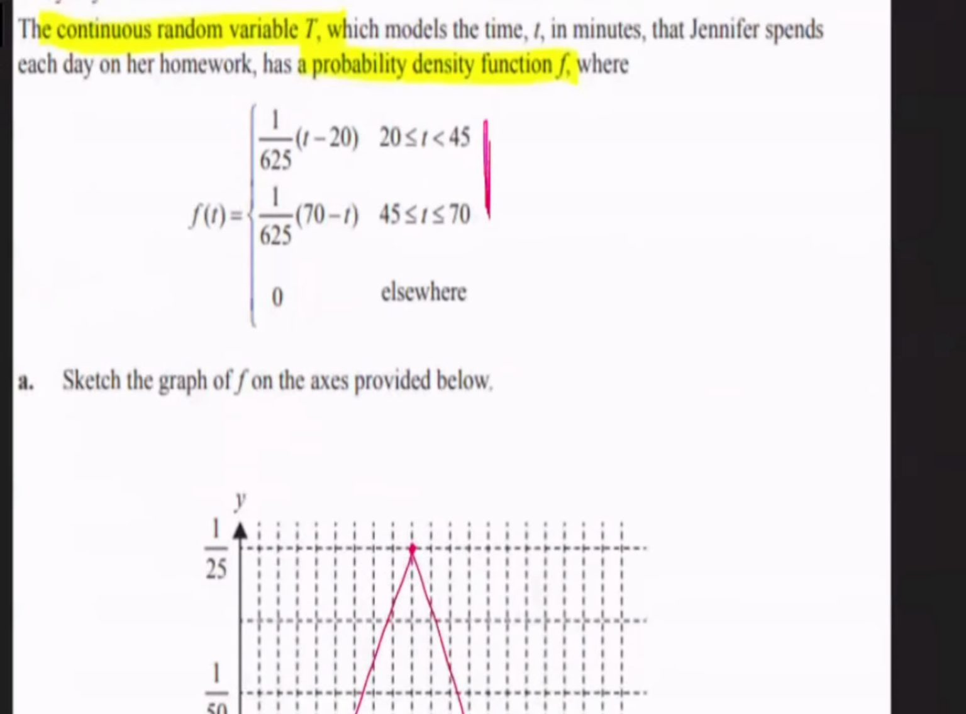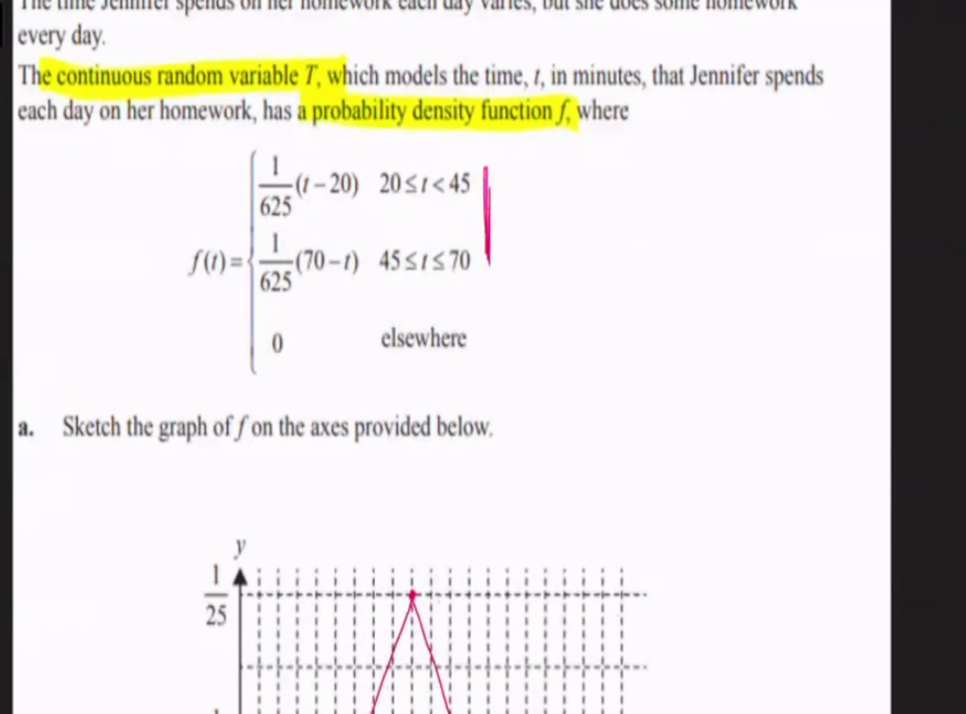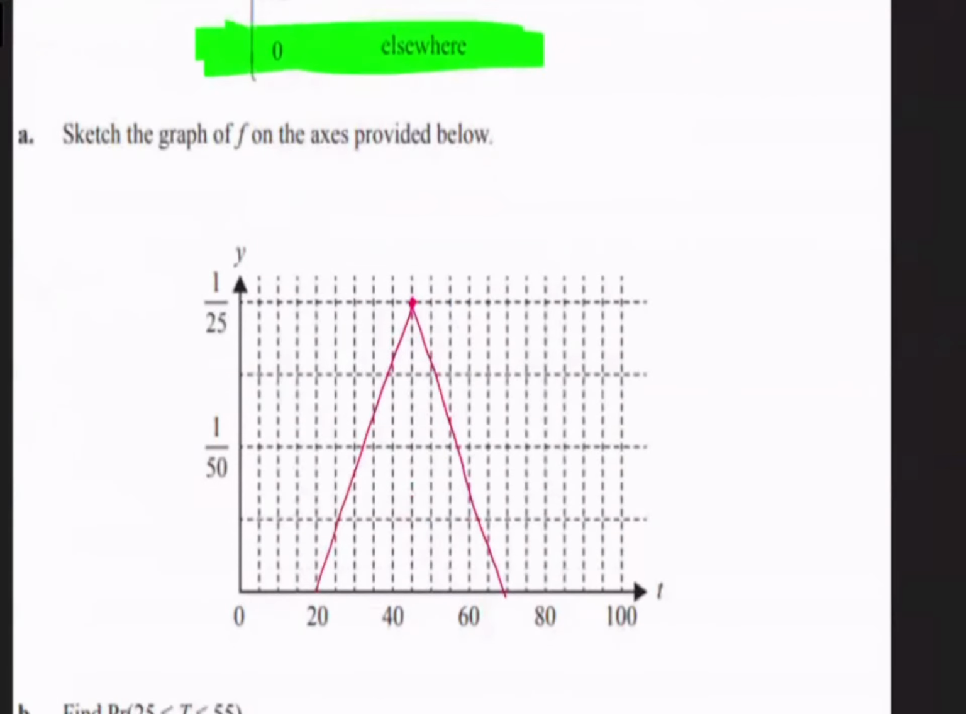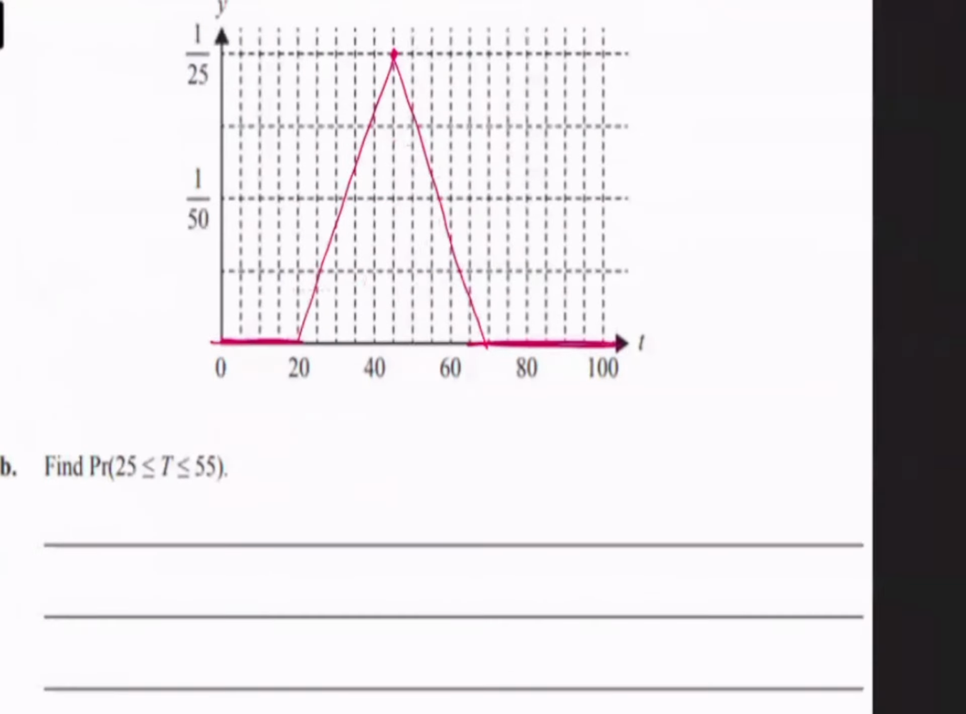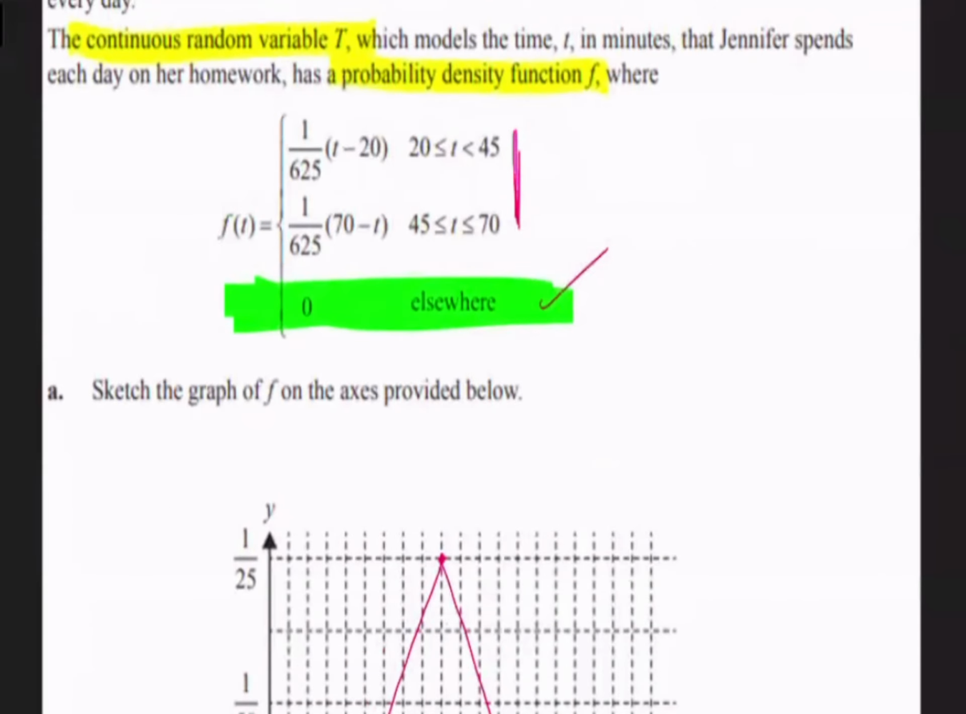But the thing to be wary of is this part of the question. You might draw this and think you're done, but actually you have to draw the rest of it, because for any other values of t, the probability is 0, as defined by the hybrid function. So you have to draw all 3 of these graphs.